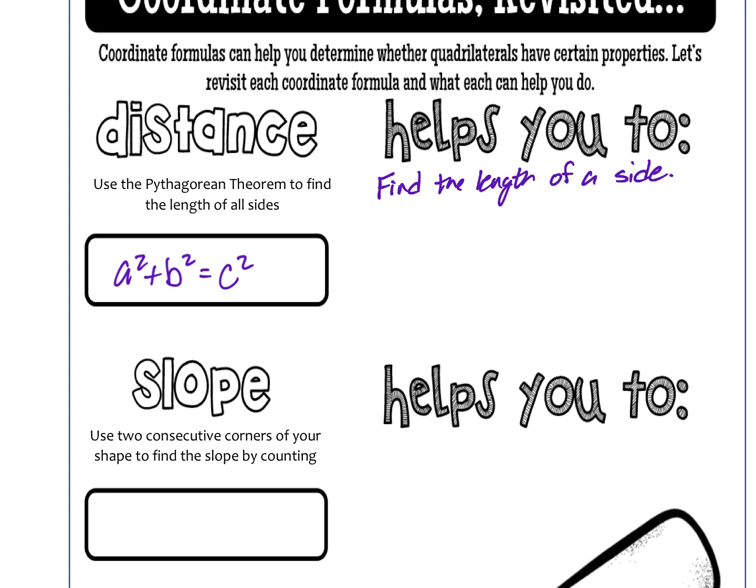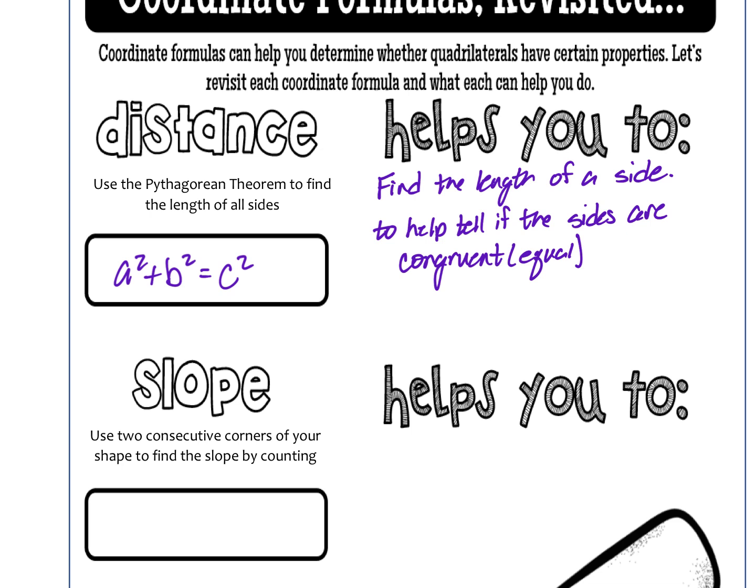And what that will help us do, it'll help us tell if the sides are congruent, right? And congruent means equal. So if they're the same length, they're equal, right? Is everyone okay with that? Okay. Please make sure you're asking questions.